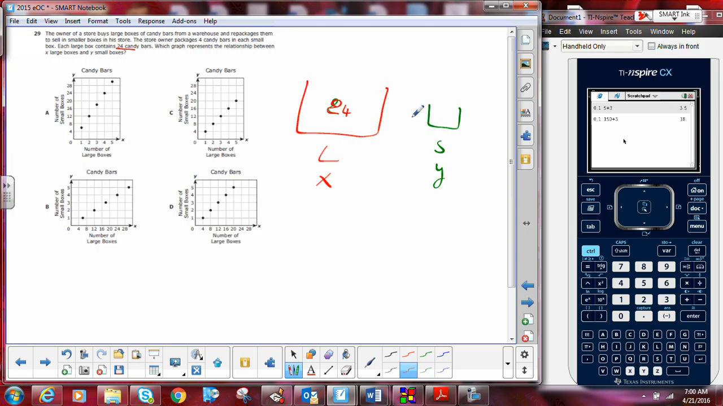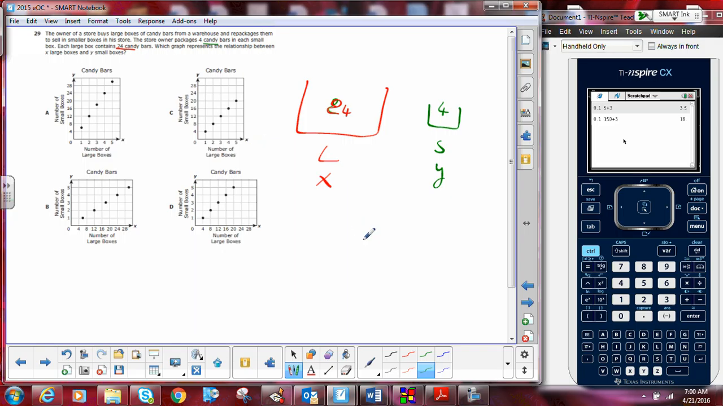A large box has 24 chocolate bars or candy, whatever you call it. And the small boxes contain 4 candy each. So how many small boxes can you make using a large box? One large box: 24 divided by 4, how many? 6. So you see, one large box will give you 6 small boxes. We know that relation. Okay.